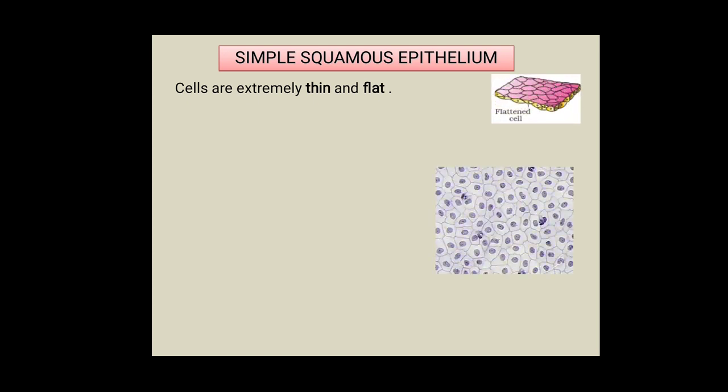Now let us take the first type, that is simple squamous epithelium. Cells are extremely thin and flat. So one single layer of cells because it is simple, and it is thin and flat. Just see this picture where they are very flat. You can see the bulge only where the nucleus would be. Only where the nucleus is does it look raised, otherwise the cells are flat.